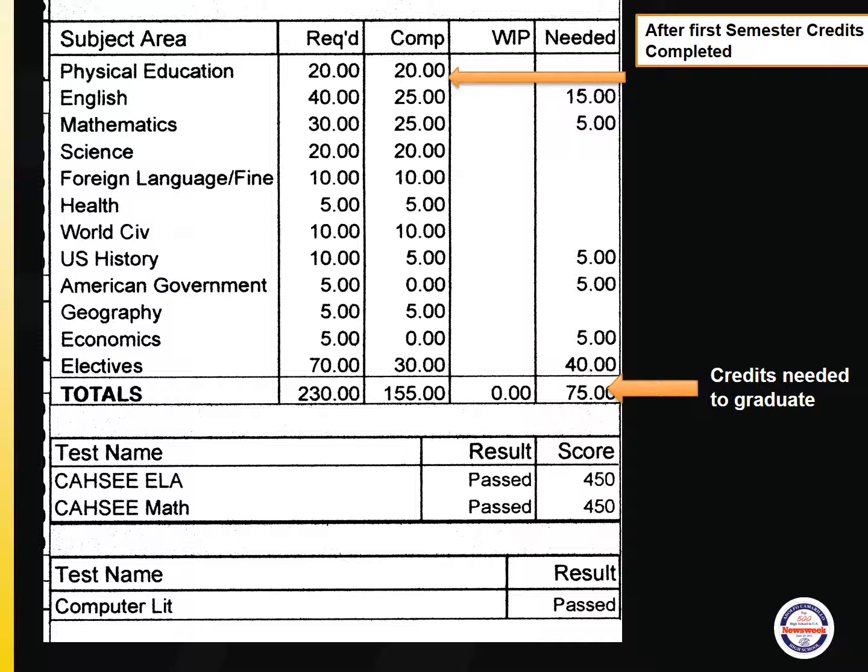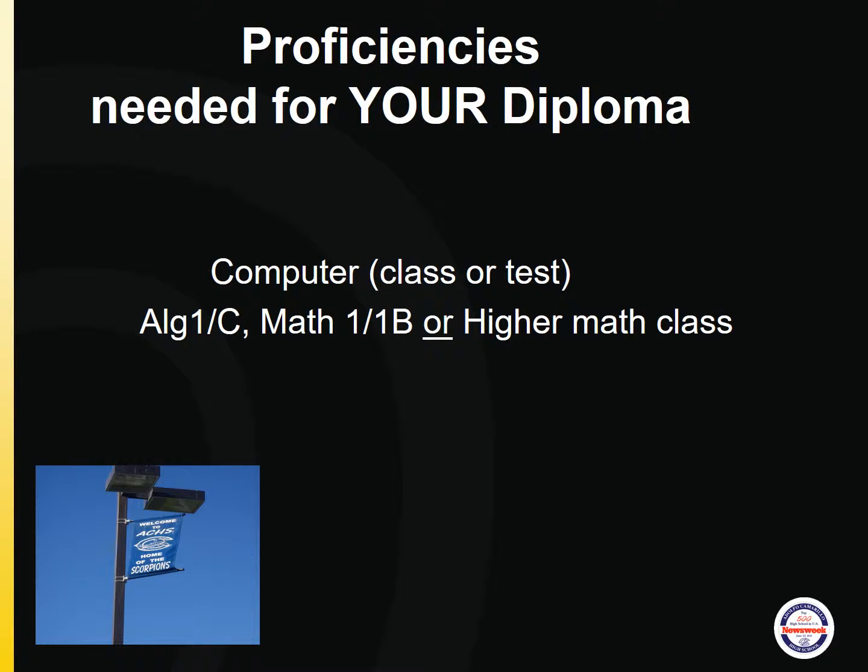However, at the bottom, you will see whether you have completed the computer literacy requirement by taking a class or passing the test. In addition to the 230 credits you need to graduate, you need to either pass the computer literacy test or take a class that meets that requirement. Then you also need a minimum proficiency in math by either passing Algebra 1 or Algebra C, Math 1, Math 1B, or a higher math class.